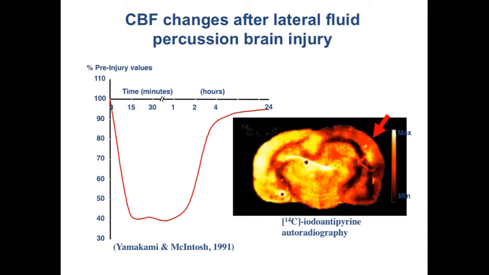And in this part here, you see a coronal section of a rat brain where there is the red arrow. There you see here a lot of red signals. This means reduced cerebral blood flow, CBF. And indeed, you see that there is a reduction in CBF starting minutes after the injury, and then with a return to the baseline value within hours.